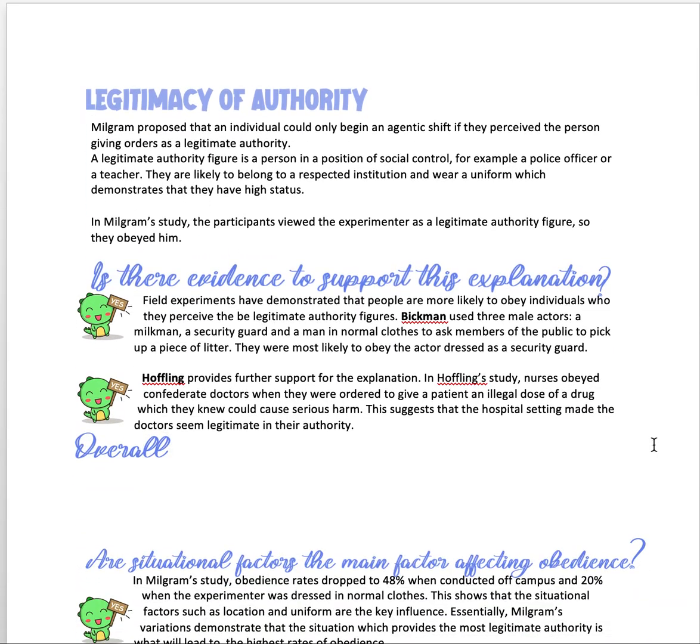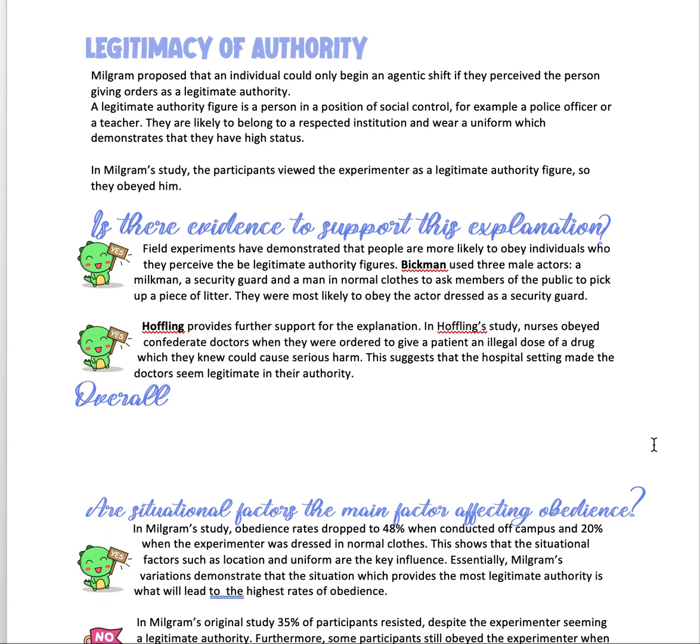Legitimacy of authority. So a legitimate authority figure is associated with an institution, with a uniform, a high position in the hierarchy, sometimes a position of social control, so the ability to give out sanctions, but they're not obeying because of the sanctions. So it's not like coercion, they're not making them obey, but it's the idea that you perceive them as more credible if they have that capacity. So whether they're going to threaten it or not, you're still going to obey them.